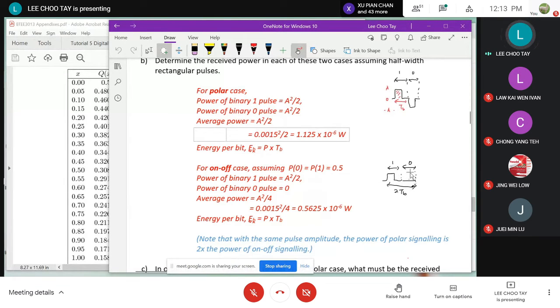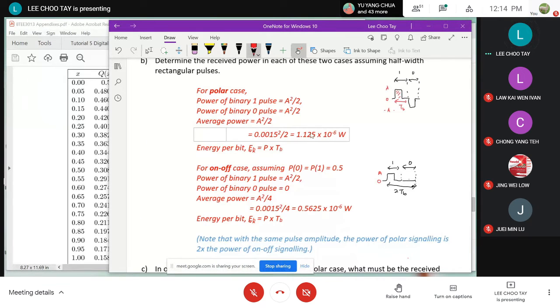So taking the power as far as the binary 1 pulse is concerned, it is A squared over 2. This is A. I've got to write the A here. This is A. This is 0. And then the power required to send binary 0 is 0. We don't send anything. So taking the average, the power will be A squared over 4. And putting in the numbers, that will give us 0.5625 microwatts.